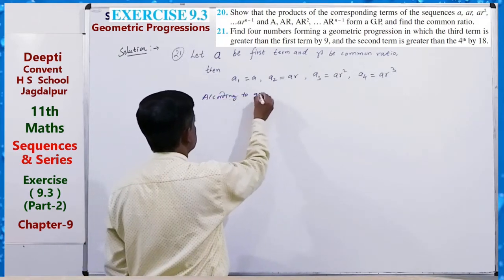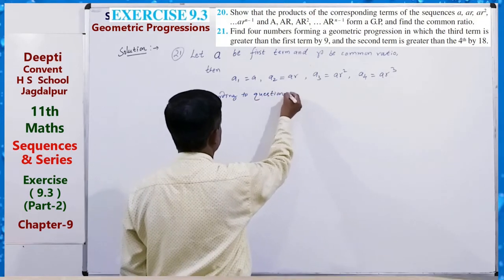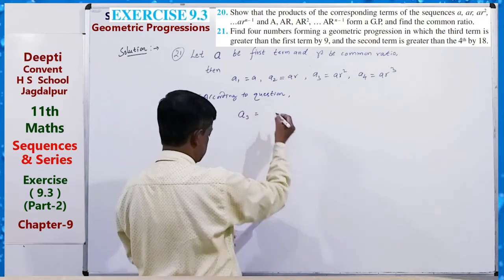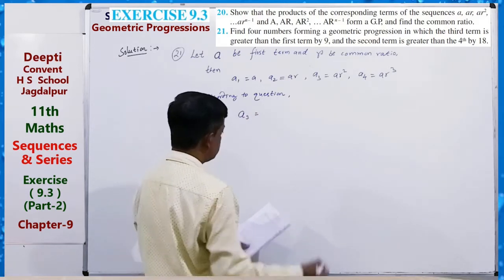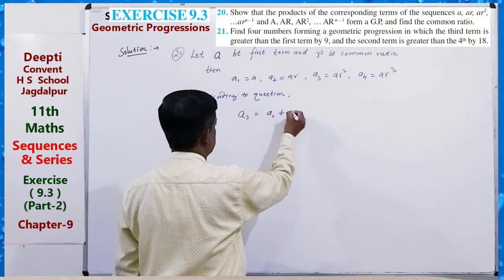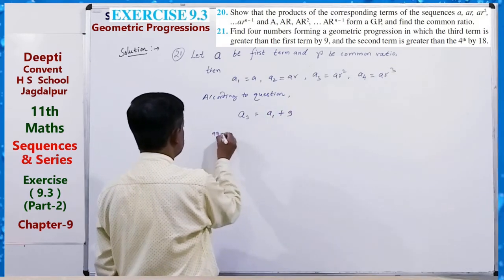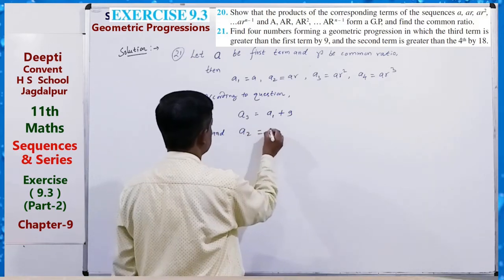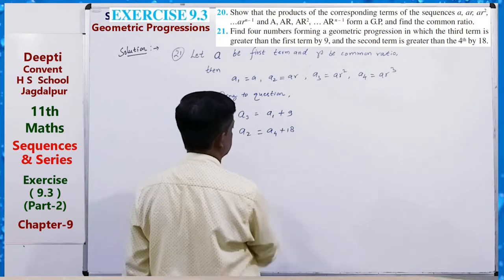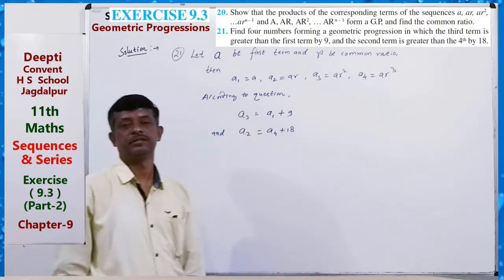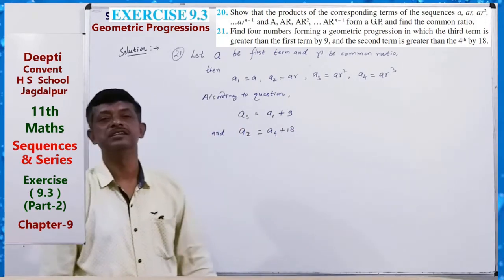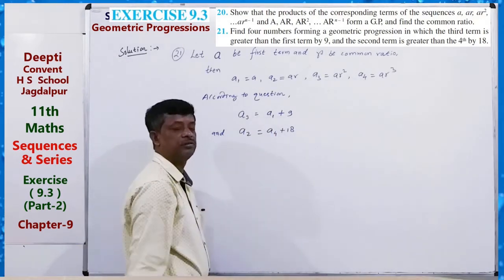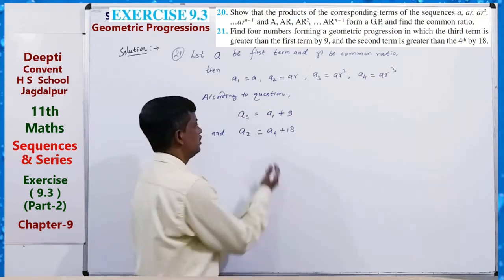According to the question, the third term is greater than the first term by 9, and the second term is greater than the fourth term by 18. This is the given condition.